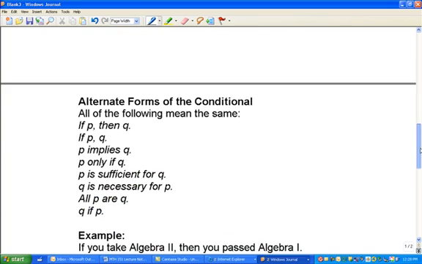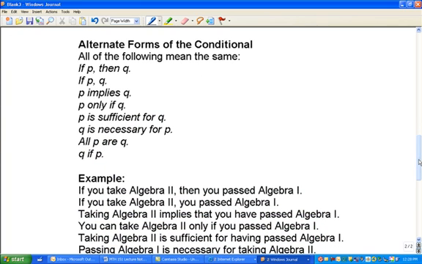Now, we have other ways of saying the conditional statement besides if P, then Q. Of course, our primary way is to say if P then Q. You can also leave out the word then. If P, Q, that means the same thing. P implies Q, means the same. P only if Q. P is sufficient for Q.